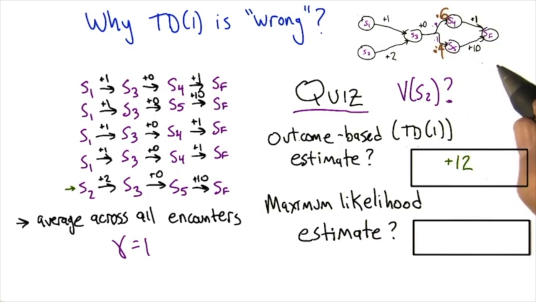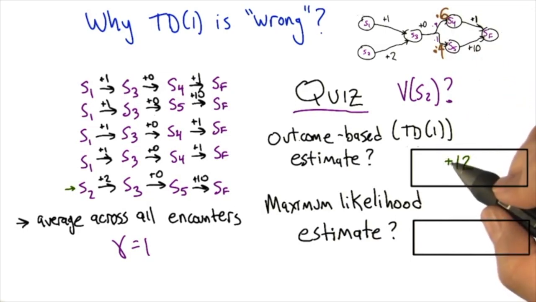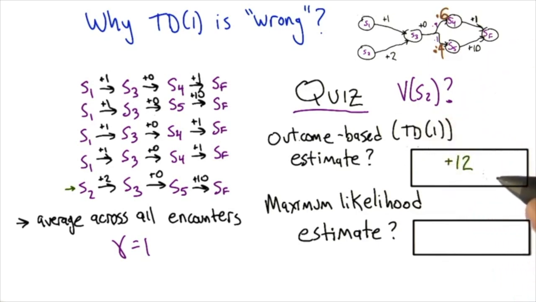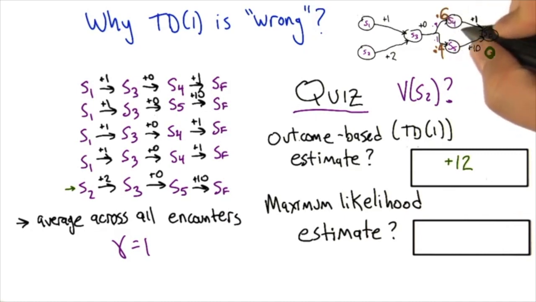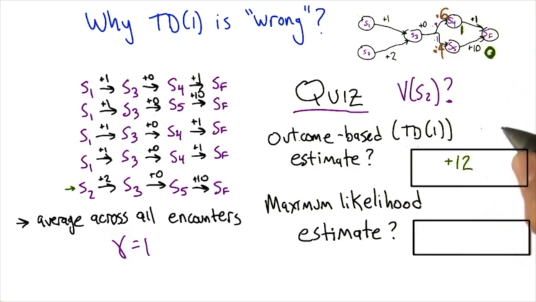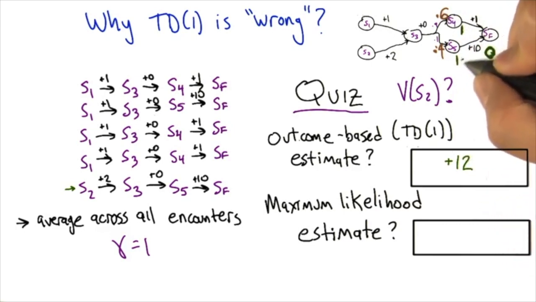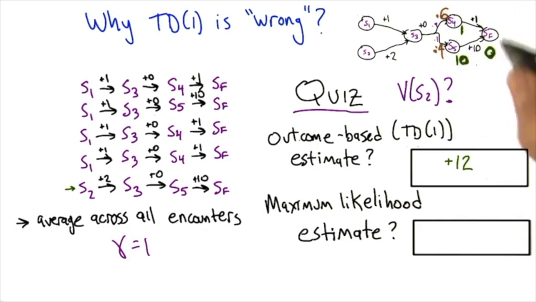Okay, good. So with that, I can just propagate values backwards through the MDP, just like we did on the final exam for 7641. The value of SF is 0. The value of S4 is 1 plus 0, so 1. And the value of S5 is 10 plus 0. And that's all actually correct.